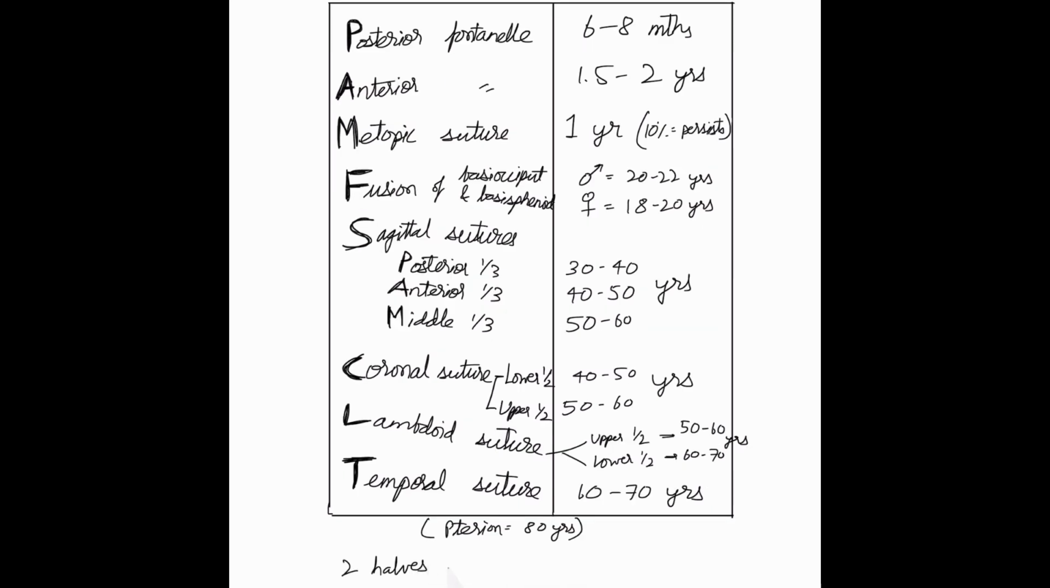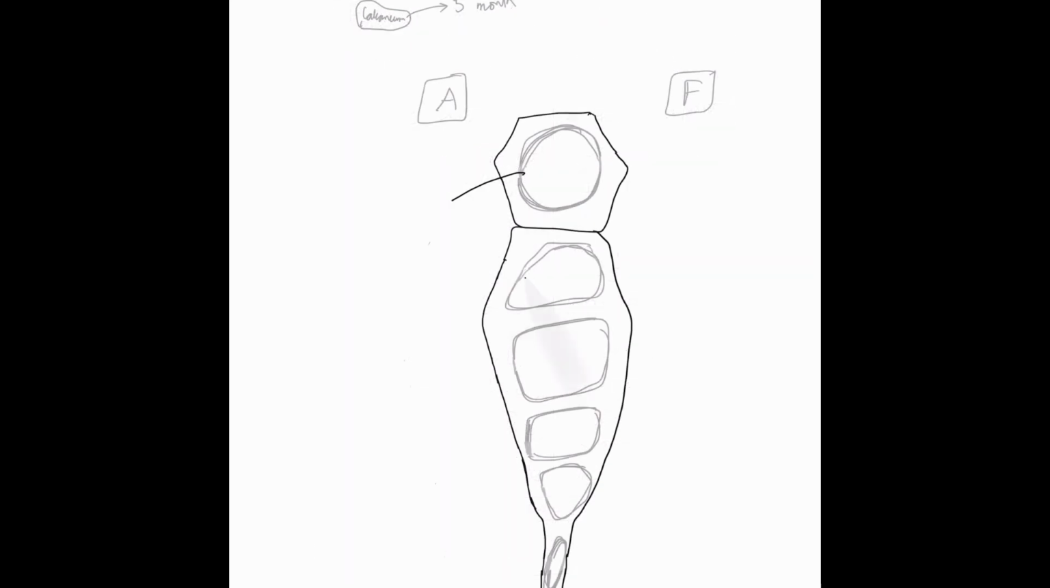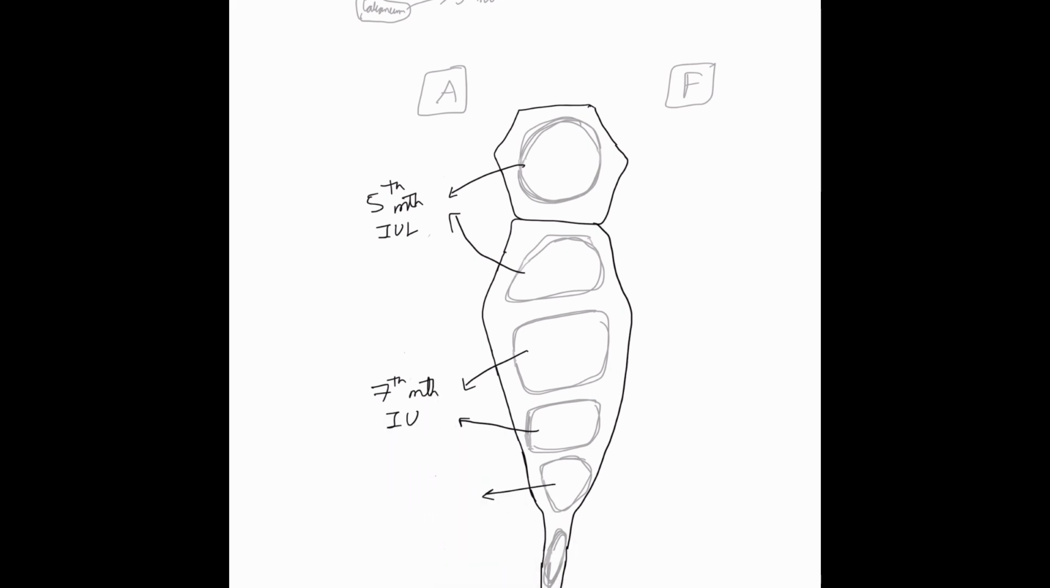So another two bonus sutures to remember are the pterion, which fuses by 80 years of age, and the two halves of the mandible that fuse by 1 to 2 years of age. Next, we have the sternum, which ossifies from 6 centers, with the manubrium sterni and the first sternebrae, which appear in the 5th month of intrauterine life. Then the second and third sternebrae, which appear at the 7th month of intrauterine life. The fourth sternebra at the 10th month of intrauterine life, and the xiphisternum at 3 years of age.